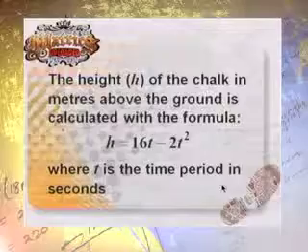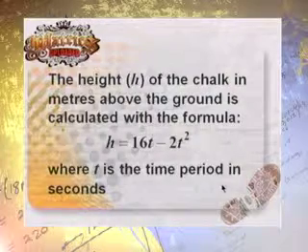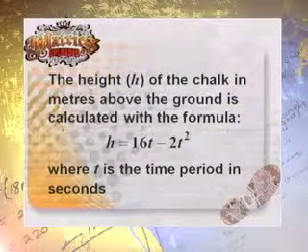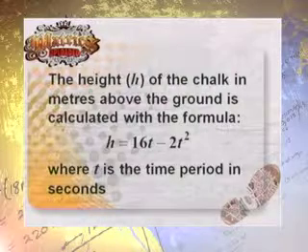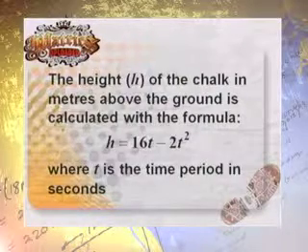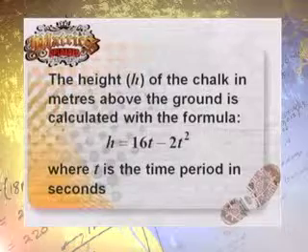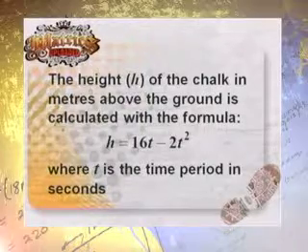Okay, he throws this chalk. Now we can actually mathematize. We can look at this. The height h of the chalk in meters above the ground is calculated with the formula h is equal to 16t minus 2t squared, where t is the time period in seconds and h is the height in meters. You can imagine that Mr. Rugani picks the chalk up from the ground and then he lifts it up and throws it. And it lands on the desk of that student and maybe probably hits the ground as well.